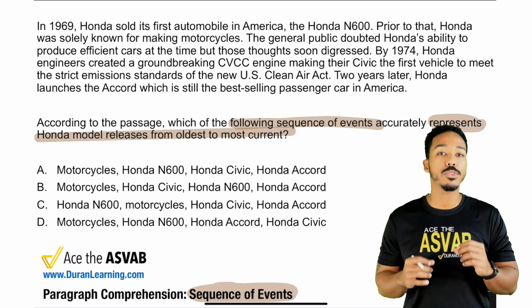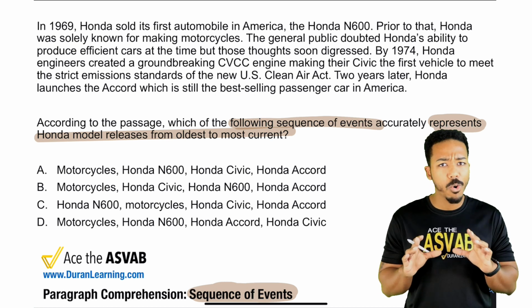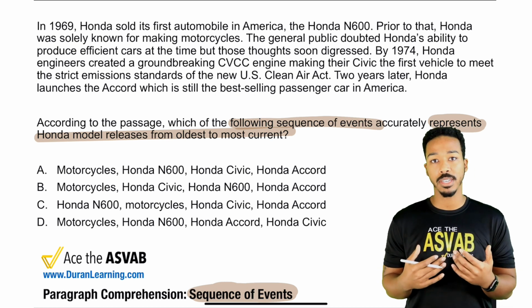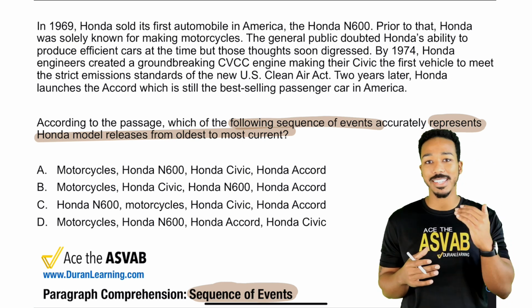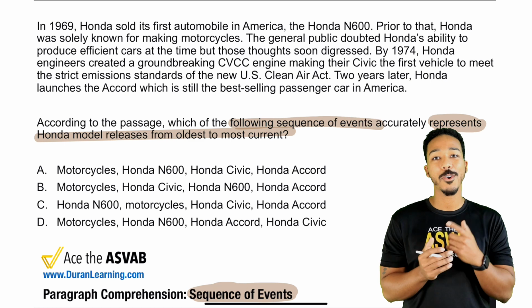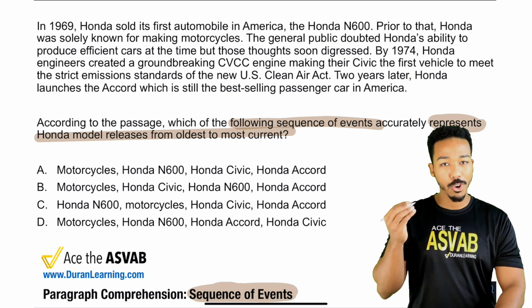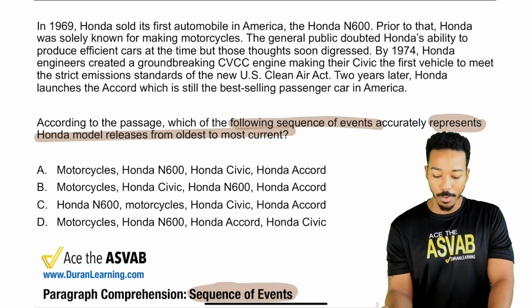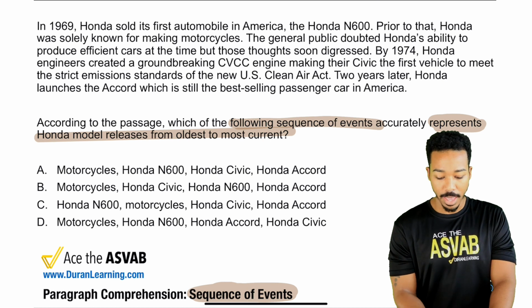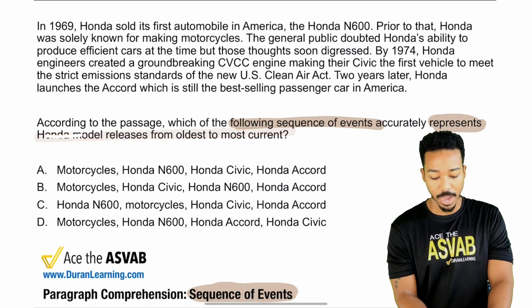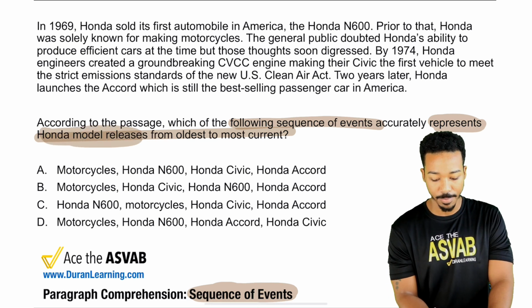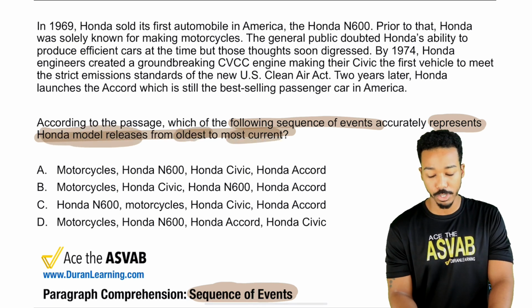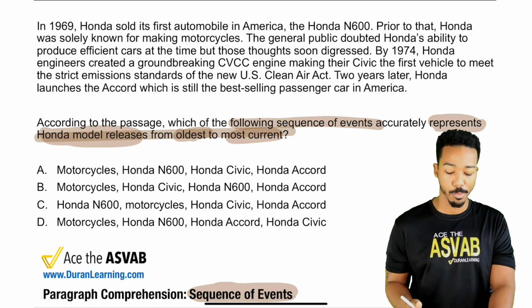You always want to use the answer choices to your advantage here. Always, always, always. The reason being is that the answer choices are going to guide you in terms of reading the passage side by side and eliminating the information. Watch what I mean right now. So I'm going to start off with the answer choices. Notice how we're trying to find the sequence of events, again, for Honda model releases. So let me just go ahead and highlight that one more time: from oldest to most current. So we're looking for the oldest first and we'll move forward.